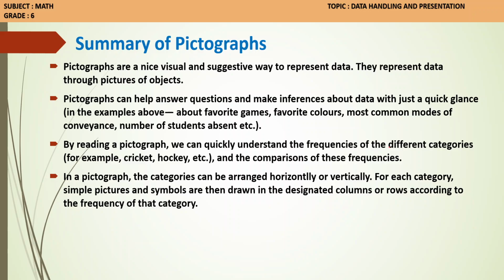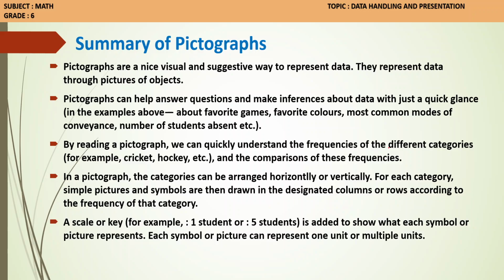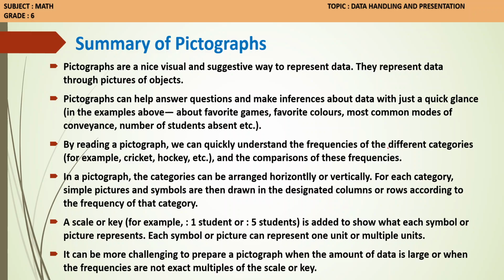In a pictograph, the categories can be arranged horizontally or vertically. For each category, simple pictures and symbols are drawn in designated columns or rows according to the frequency of the category. A scale or key, for example one student or five students, is added to show what each symbol or picture represents. Each symbol or picture can represent one unit or multiple units. It can be more challenging to prepare a pictograph when the amount of data is large or when the frequencies are not exact multiples of the scale or key.